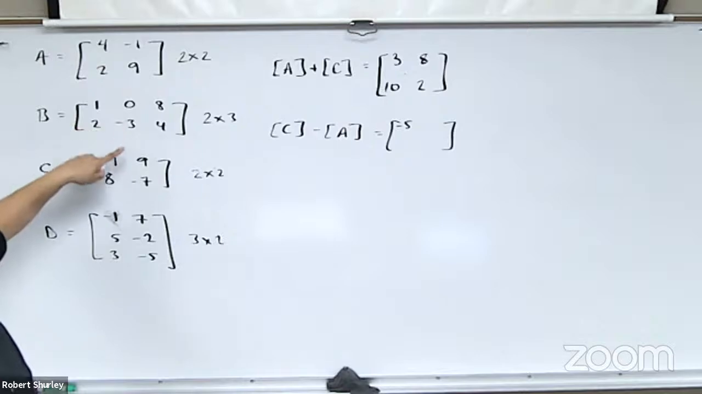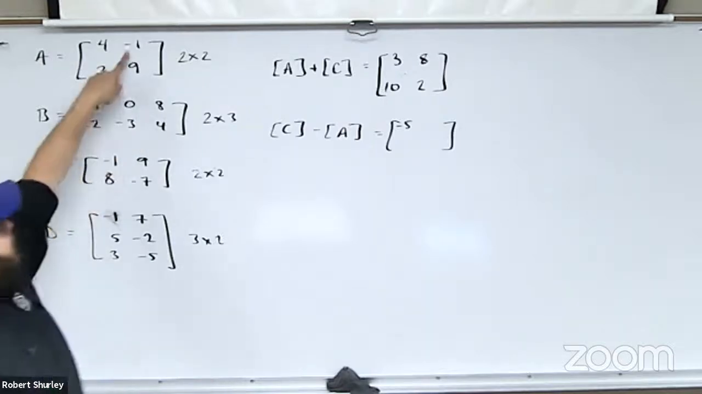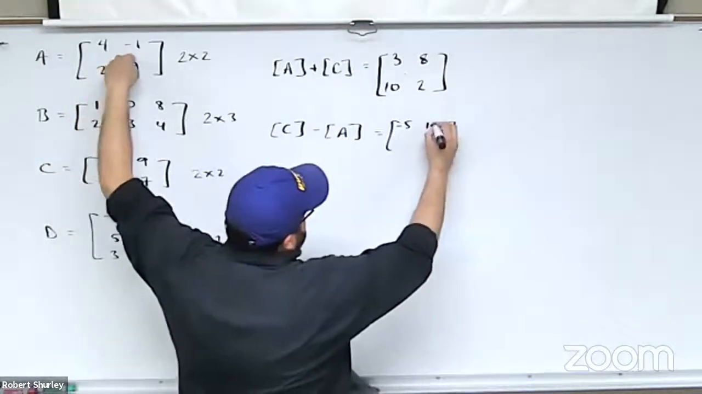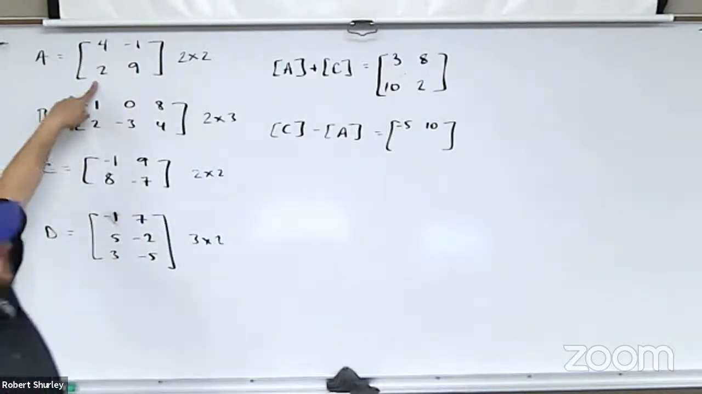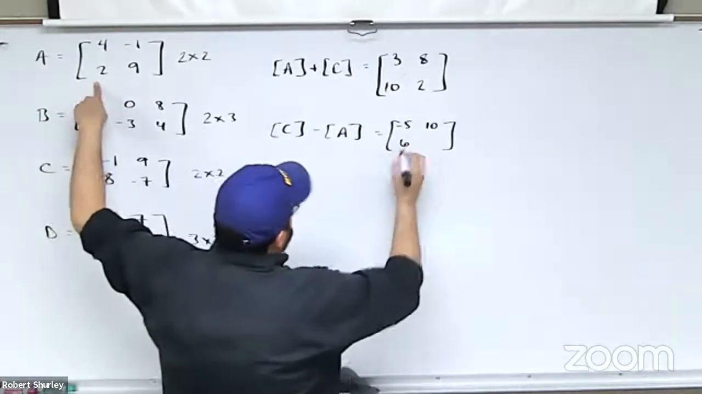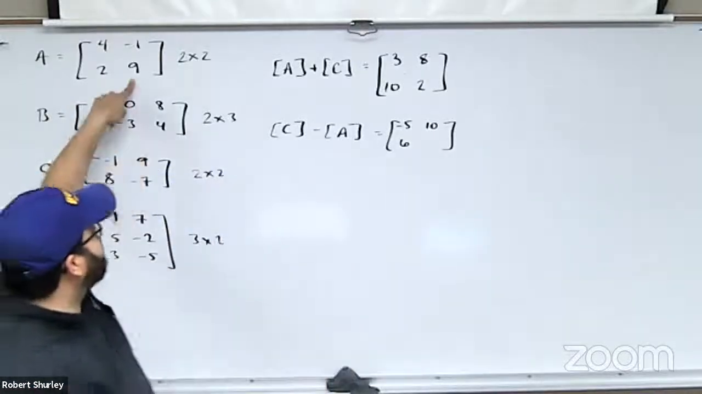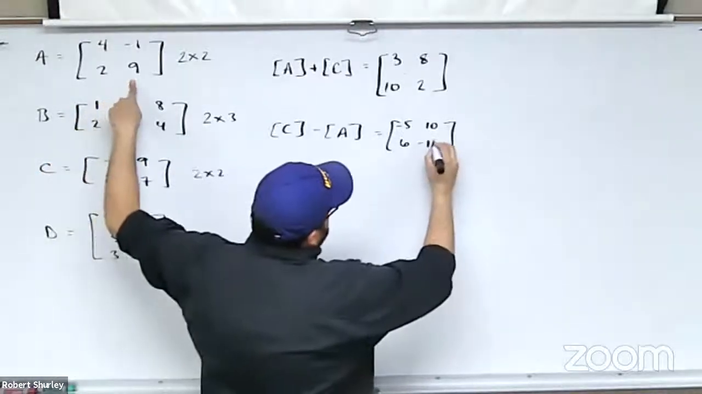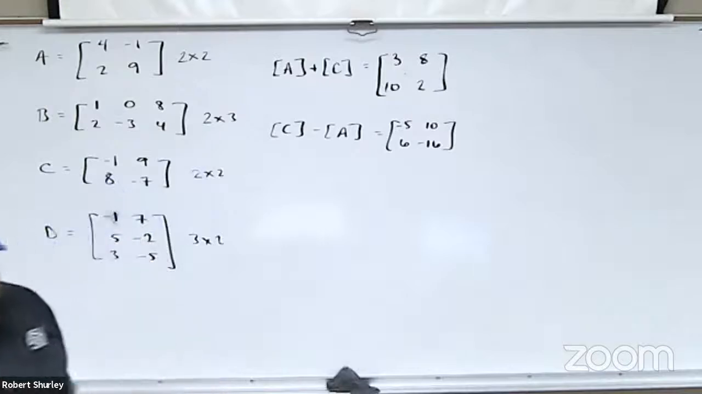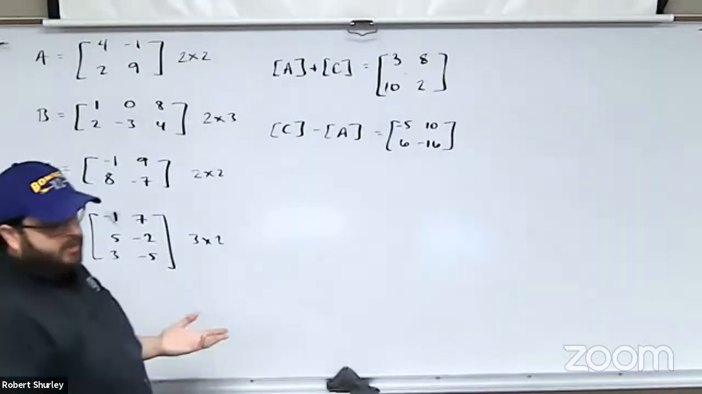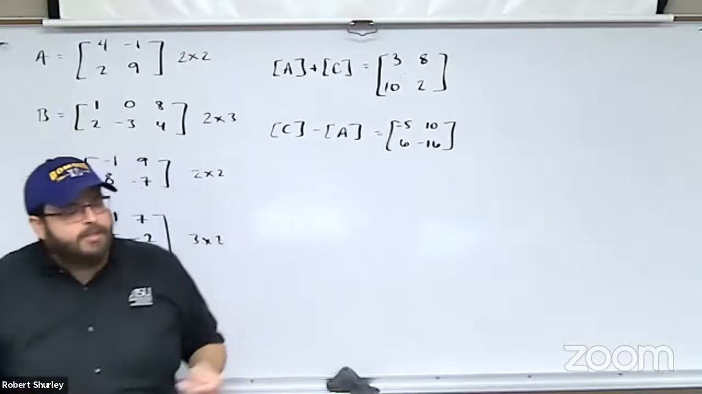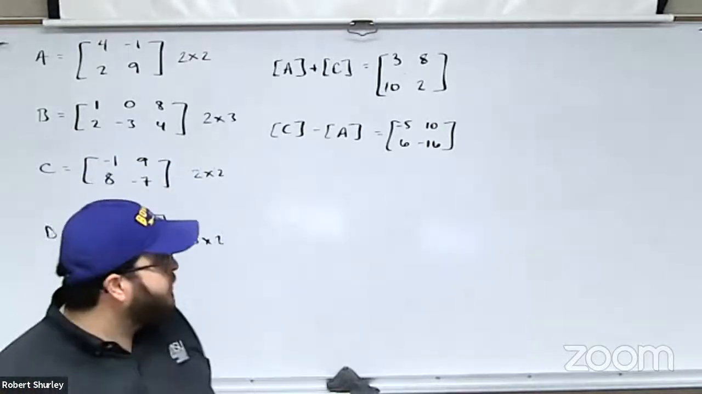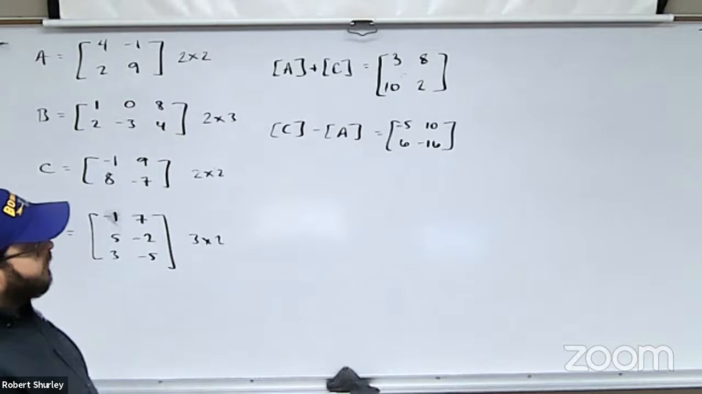And then 9 minus -1, that's going to give me 10. 8 minus 2, that's going to give me 6. -7 minus 9 is going to be -16. Okay, so -5, 10, 6, and -16. Great.